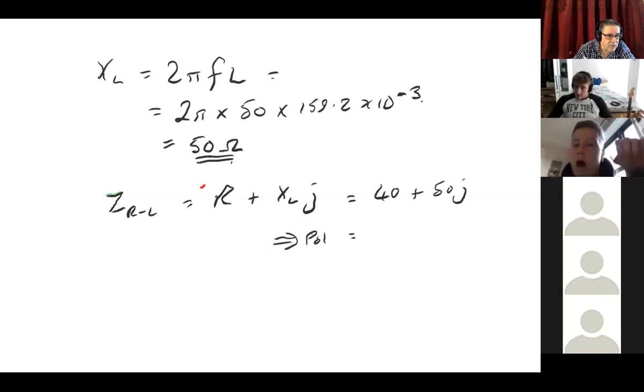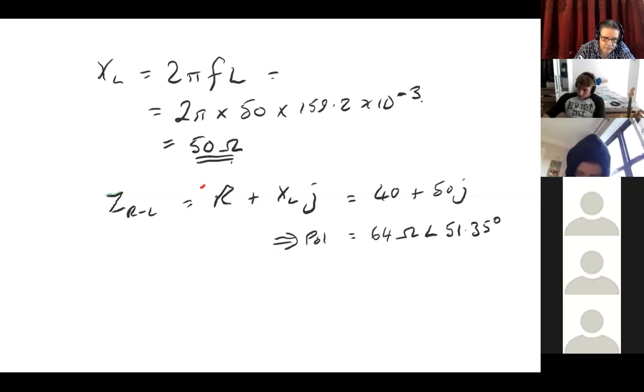So the answer is 64 ohms. Anyone got the angle? 51.35 degrees. Yep. So now can we find I coil? How do we find I coil from that?